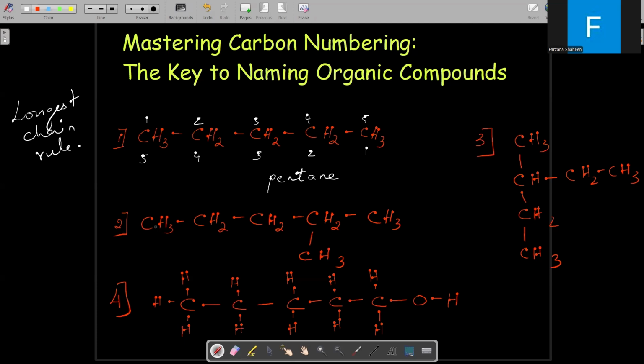So here we have the compound, the structure given, the displayed formula. Let's start using the longest chain rule. So here we go. It's 1, 2, 3, 4, and 5. Now we don't number the branch. So we see which is the longest. Either we number it like 1, 2, 3, 4, 5, or it should be 1, 2, 3, 4, and 5. So remember, while you're numbering, the numbering should be continuous, and the carbons should be connected.